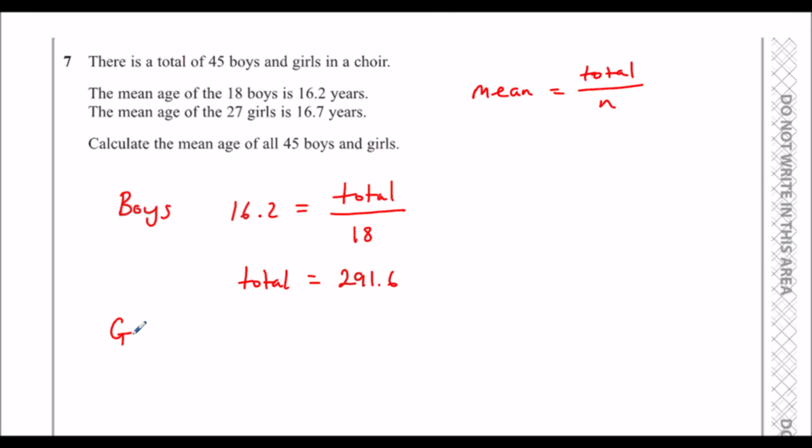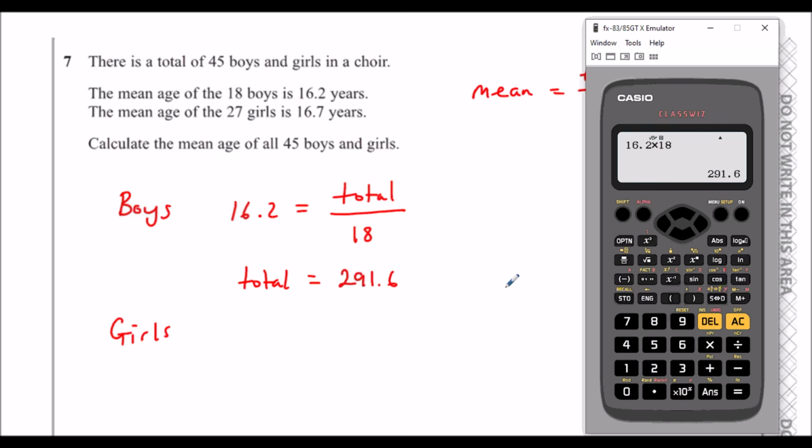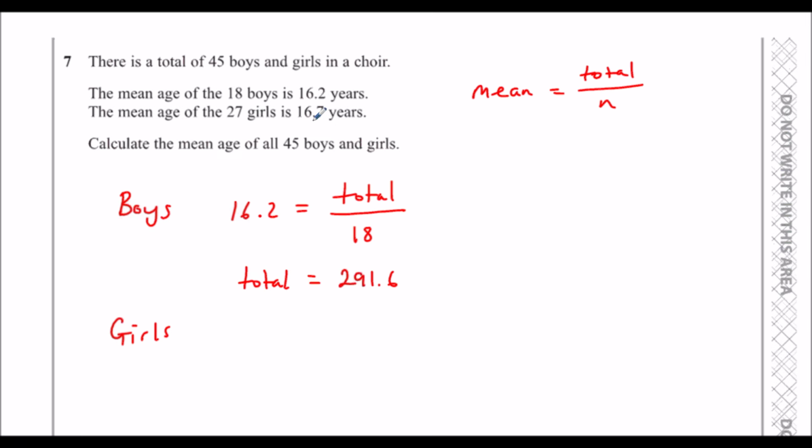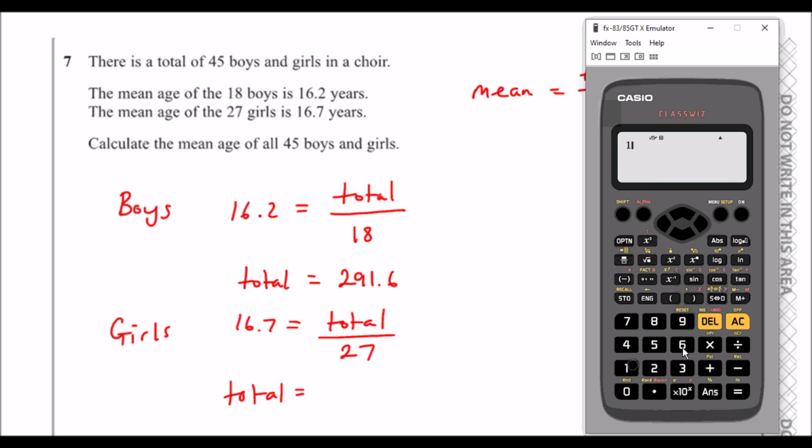And for the girls, I'll quickly store this in the calculator because we're going to use that in a second. The mean age is 16.7, which is the total divided by 27. So to get the total, we'll multiply by 27. 16.7 times 27 is 450.9.